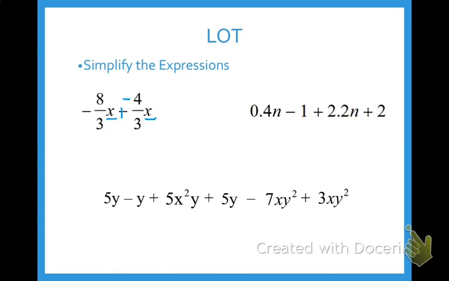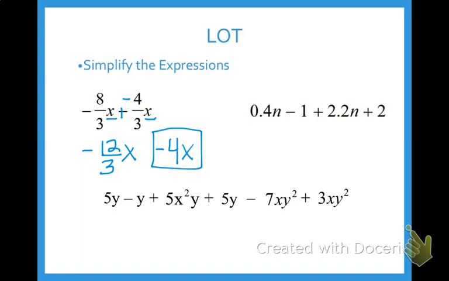So 8 plus 4 is 12. Keep the denominator, keep the variable of x, and keep the negative sign. Now I do notice that that is 12 over 3, and 12 divided by 3 is the same as 4. So I'm going to simplify that to negative 4x.